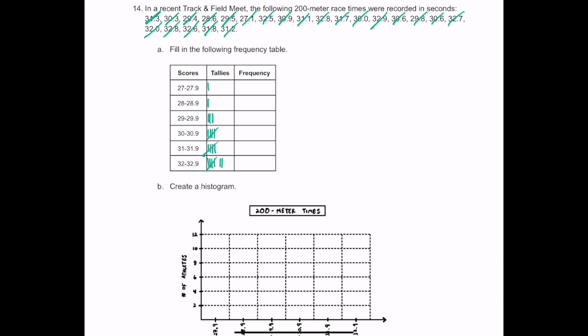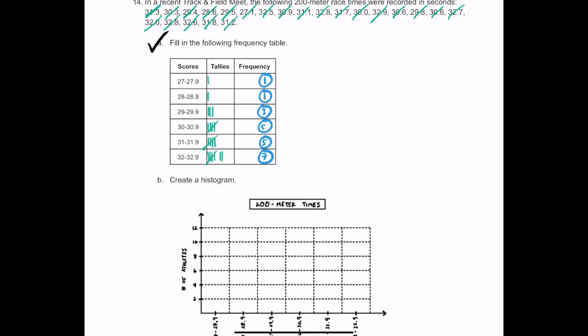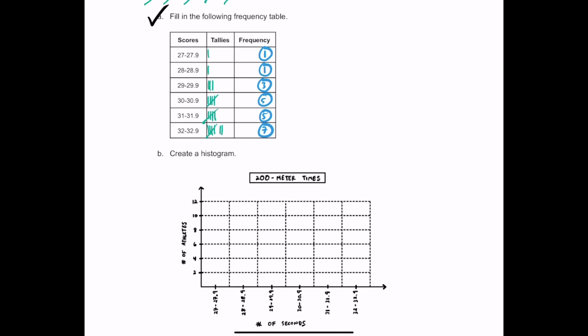Okay, so frequency, 1 person got this, 1 person got this, 3 people were between here, 5 people between here, 5 people between here, and 7 people between here. So the frequency table is now complete. We now know the frequencies, and we can go ahead and make our histogram now, right?